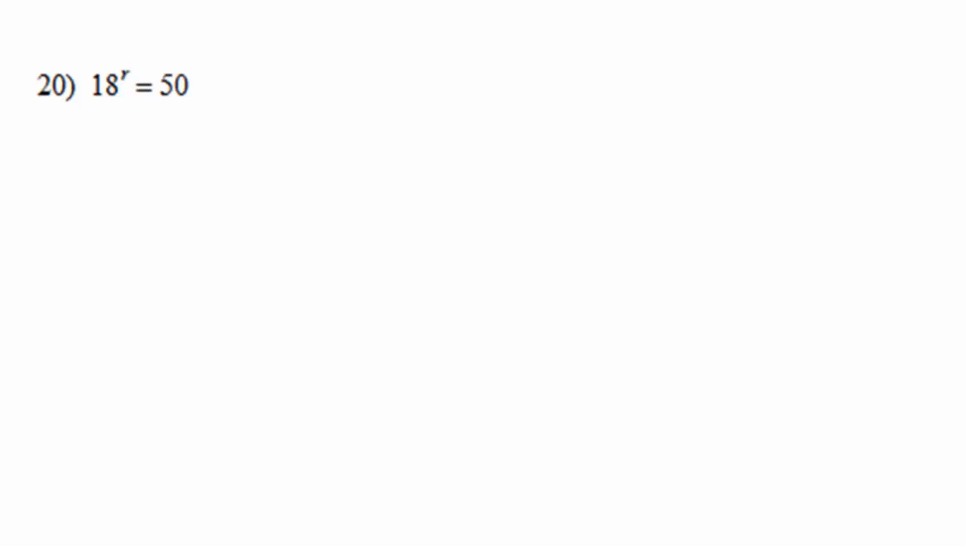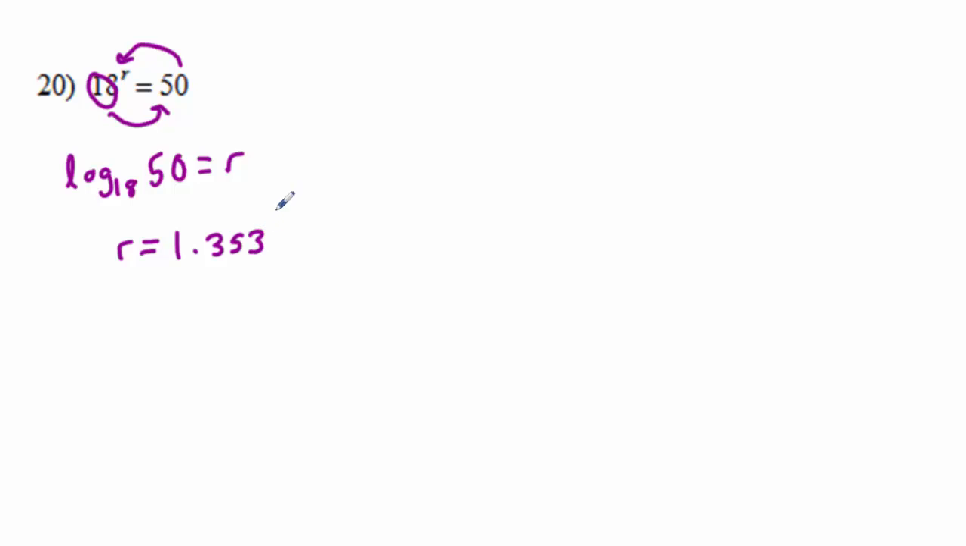I'm going to rewrite this as a logarithm to solve for r. That's the only way to get the r out of the exponent. So log, I start with my base, which is 18. I come around here and pick up 50, and it equals my exponent, which is r. I just need to type this into my calculator, which, remember, we go to math and scroll up and find log base, type 18, and then 50, and I get a nice decimal, 1.353.